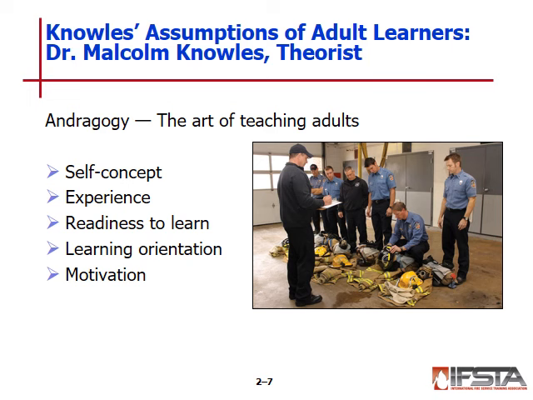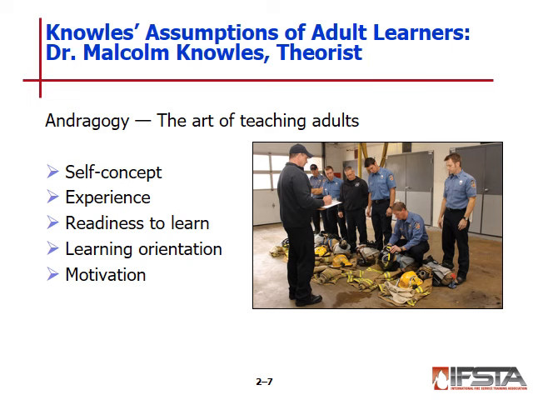Next, we have readiness to learn. Adults are ready to learn whatever they need to know or to do in order to meet job requirements or social roles. So basically, hey, I'm ready to learn. I know I need this for my job. They've got that motivation there to get it done.